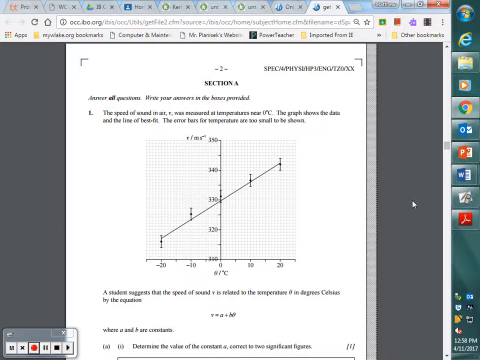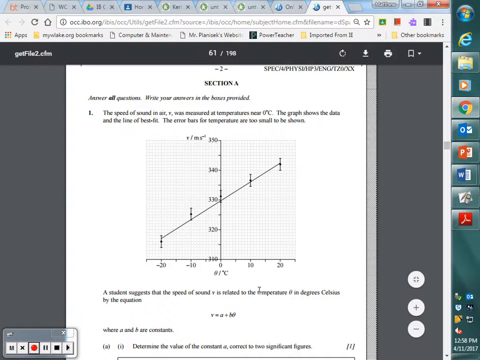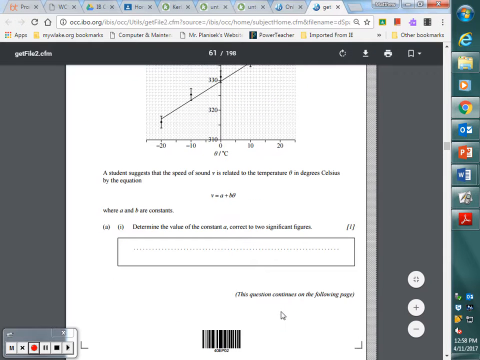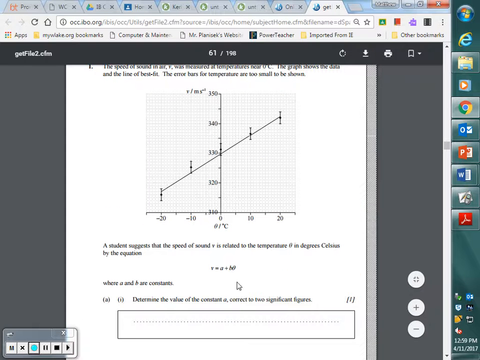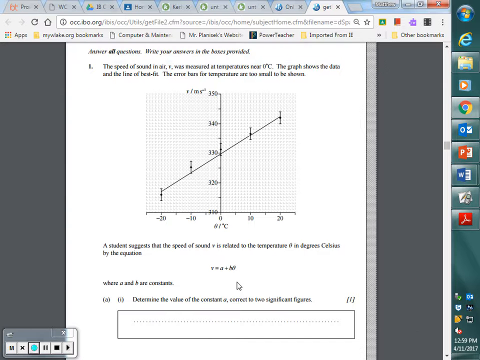Okay, so it says here, the speed of sound in air, v, was measured at temperatures near 0 degrees Celsius. The graph shows the data and the line of best fit. The error bars for temperature are too small to be drawn. A student suggests that the speed of sound, v, is related to the temperature, theta, in degrees Celsius by the equation v equals a plus b theta, where a and b are constants.